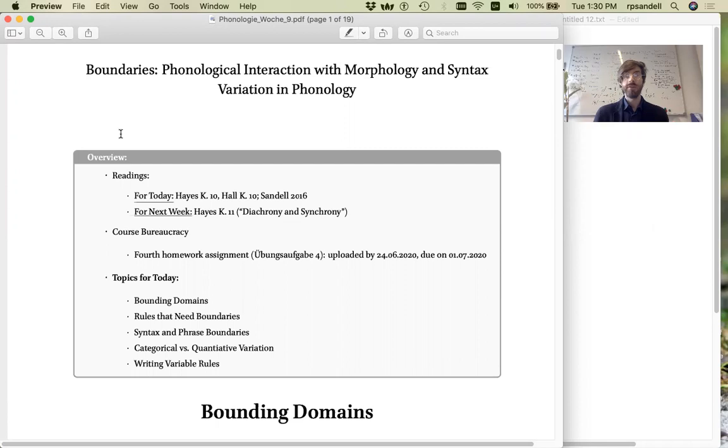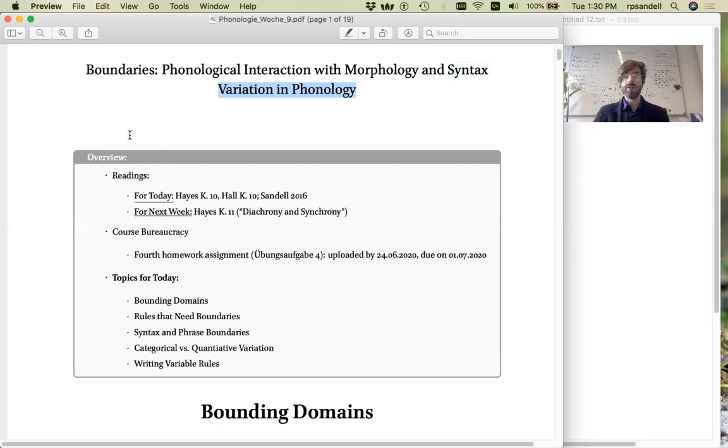Today we'll see some instances in which morphological structure, reference to the distinction between root and stem and morphological word, seem to have some effects on the operation of phonological processes. And then we'll further see how reference to syntactic structures may play a role in the operation of phonological rules as well.